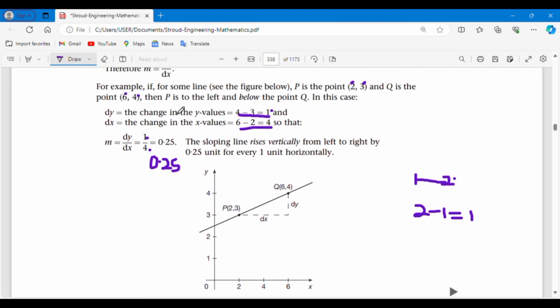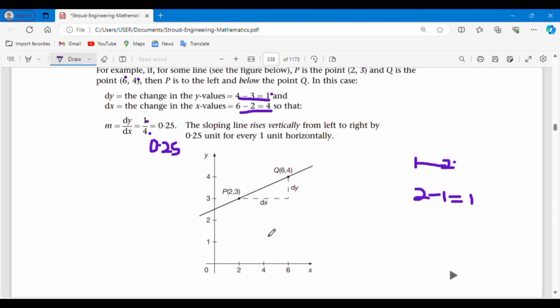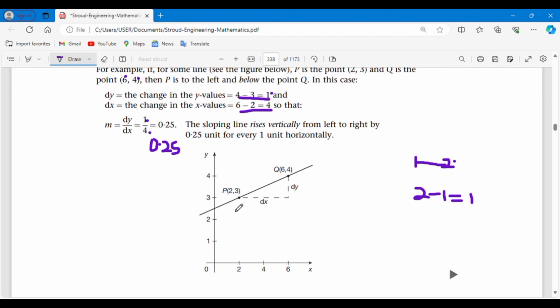What we have just displayed here, the graphical aspect, P of (2, 3). This is the x value, right? Don't forget the first one will be the x value. That's 2, right? And 3, the y value. Did you get it? That's why 3 here and 2 here, they meet at this point.